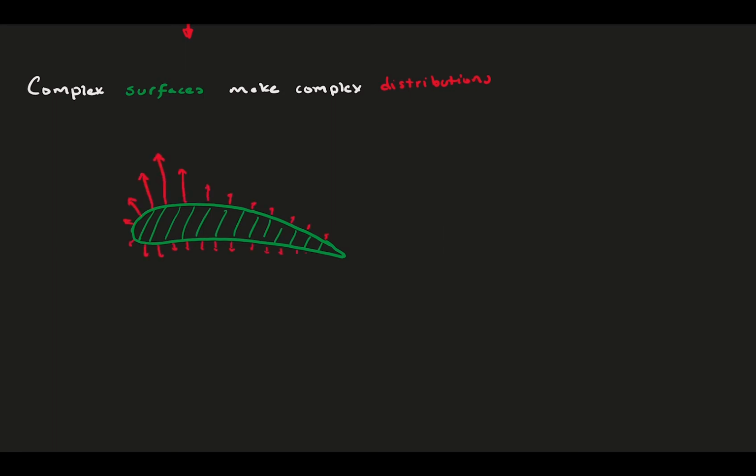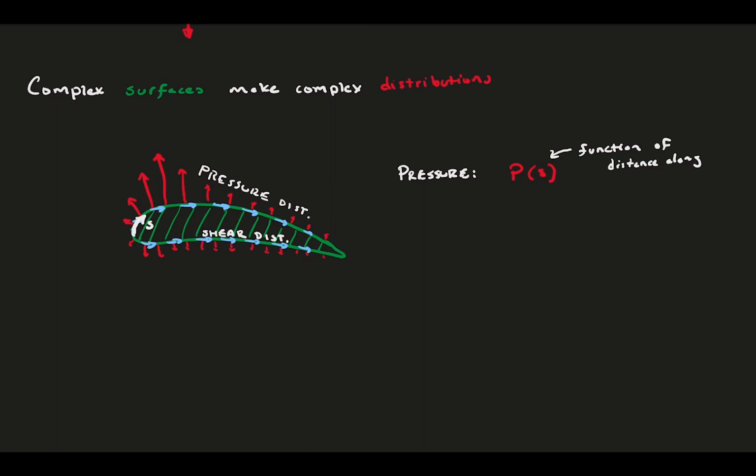Take, for example, the pressure and shear distribution over an airfoil. These two distributions are the contributors to the lift and drag of the foil. The pressure distribution is capital P, and if we are thinking of surface pressure, then we consider it along the curve S, which represents the foil surface. Similarly, the shear stress is the Greek letter tau, also presented along the S curve.